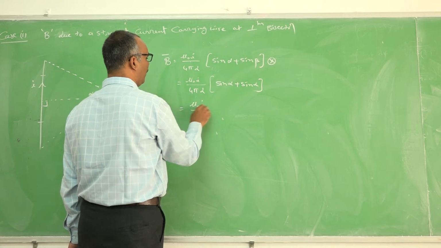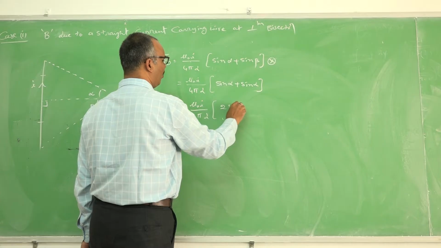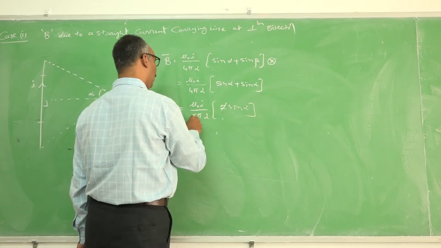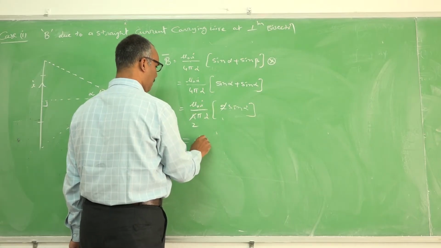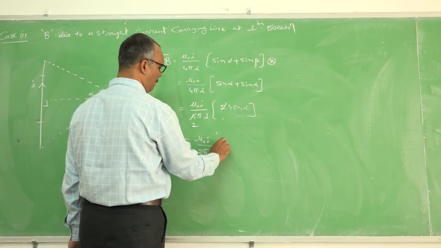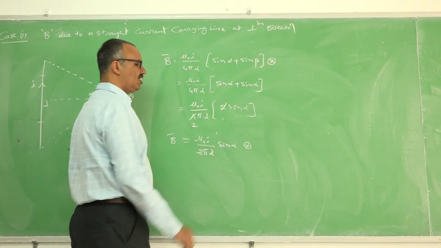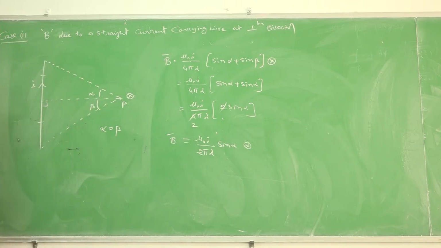Mu naught I by 4 pi d 2 sin alpha. It will go for 2 times. So it becomes mu naught I by 2 pi d sin alpha, into the paper. This is the strength of magnetic field at a perpendicular bisector point.